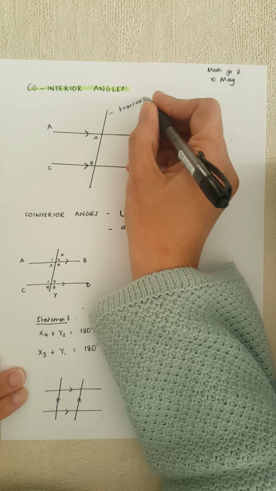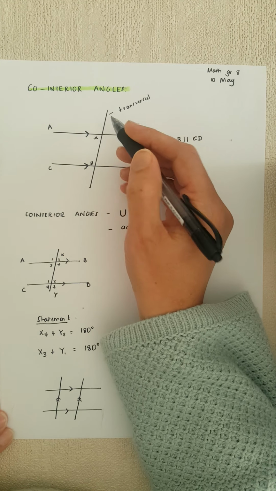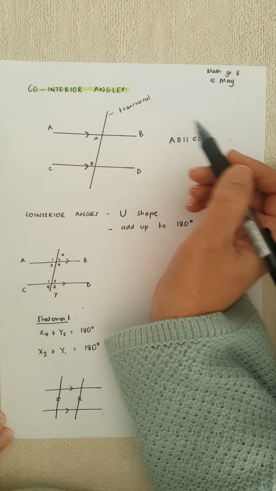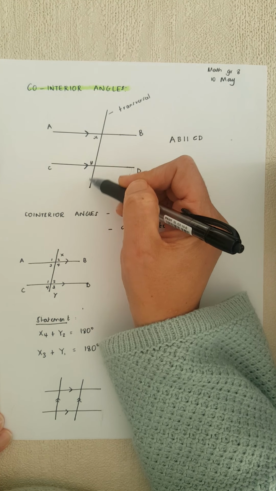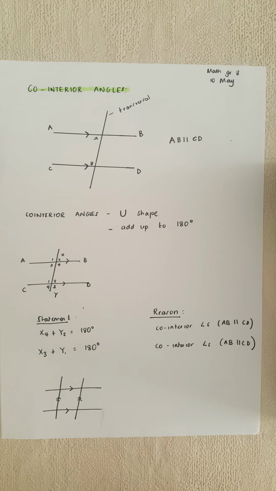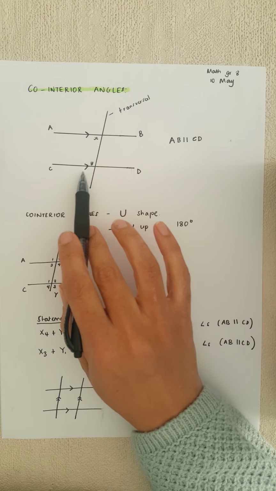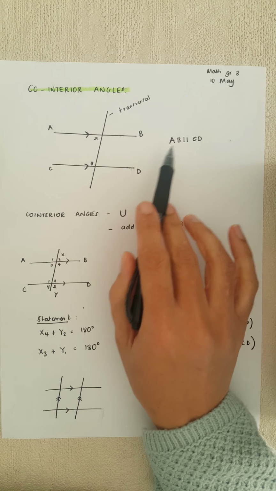So what does a transversal do? It cuts through two parallel lines. There are a few rules we need to learn about what happens when a transversal cuts through parallel lines. But first, when you spot parallel lines, you're going to see that parallel line sign, and you have to be able to write it there.